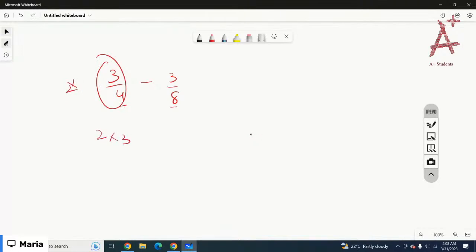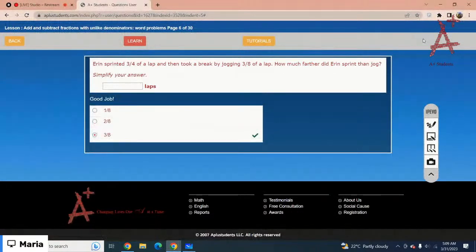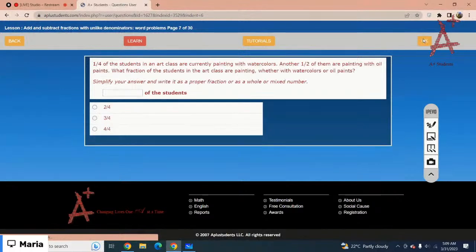It would be 2 times 3 divided by 2 times 4 minus 3 over 8. So 2 times 3 is 6 and 2 times 4 is 8. See, they have now like denominators. You can subtract their numerators now. So 6 minus 3 is 3. It would be 3 over 8. Got it? So that means the correct option is 3 over 8. Just select the correct option then click on the OK button.